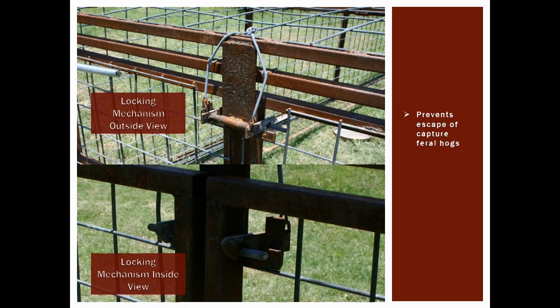Once inside the trap, feral hogs will typically put the most pressure on the entrance. Continuous catch gates offer the potential for trapped hogs to escape. Adding a locking mechanism to your trap's doors will prevent unintentional escapes.